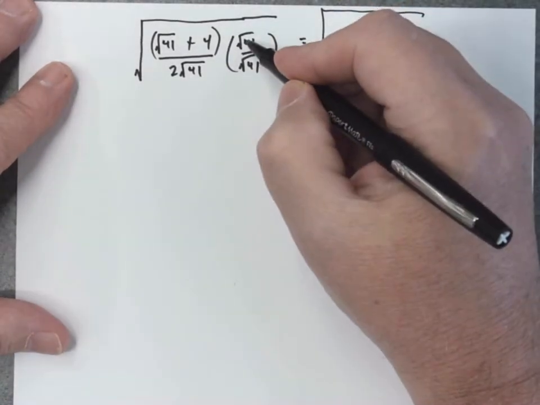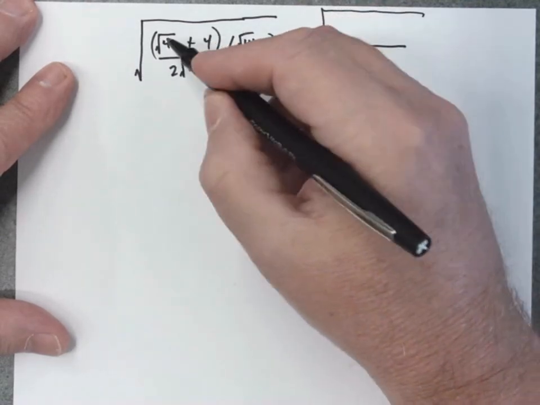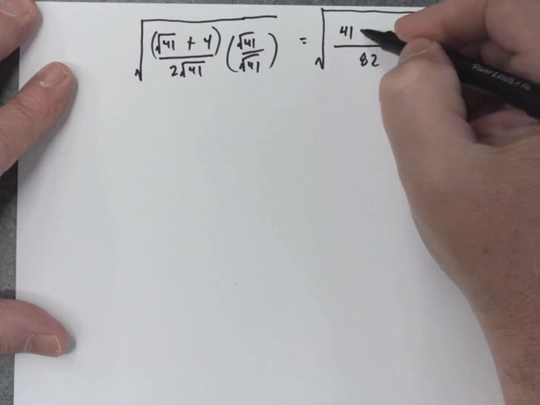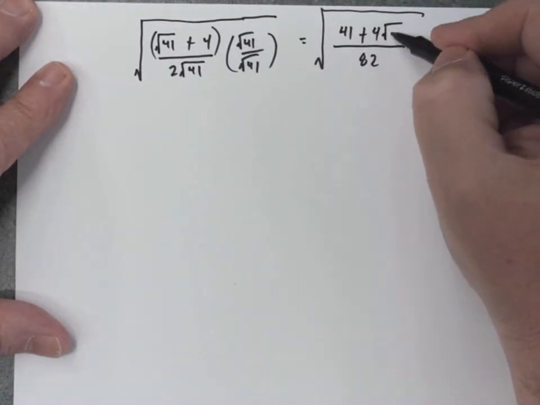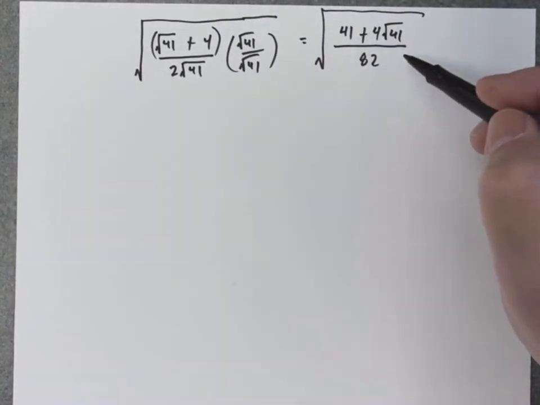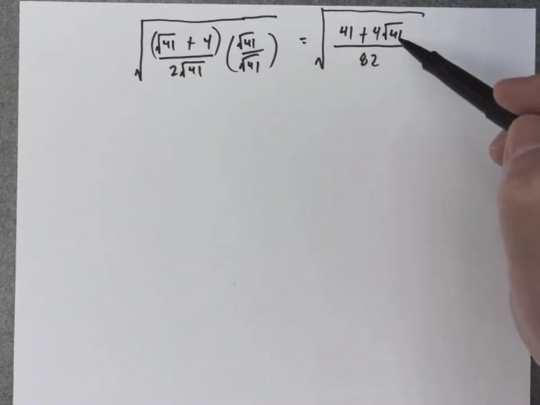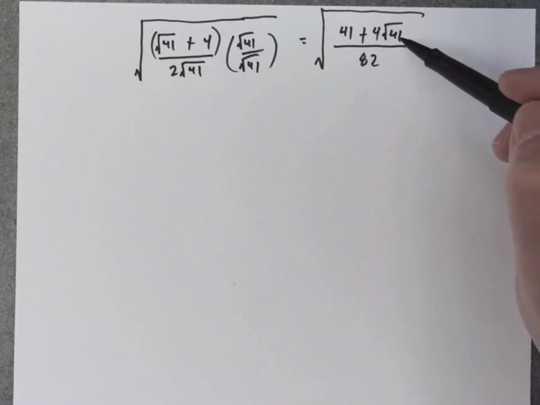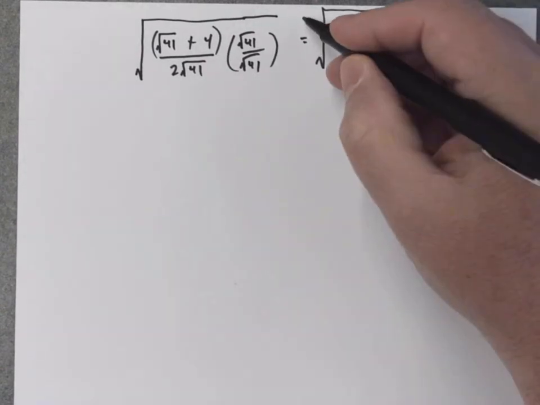Now in the top, I'm going to distribute this square root of 41 in this parentheses. Square root of 41 times square root of 41 is 41. Square root of 41 times 4 is 4 square root of 41. So now I've gotten rid of the square root out of the bottom. Now normally in math, they usually don't like you to leave a fraction under the square root. But actually, as I was working this problem, because I have access to the answer, this actually is okay.